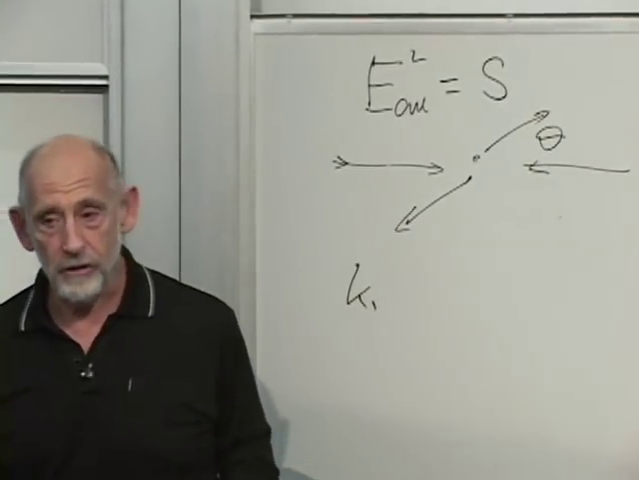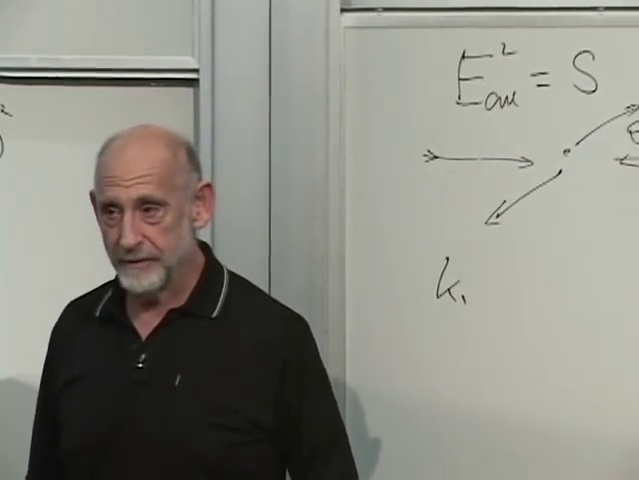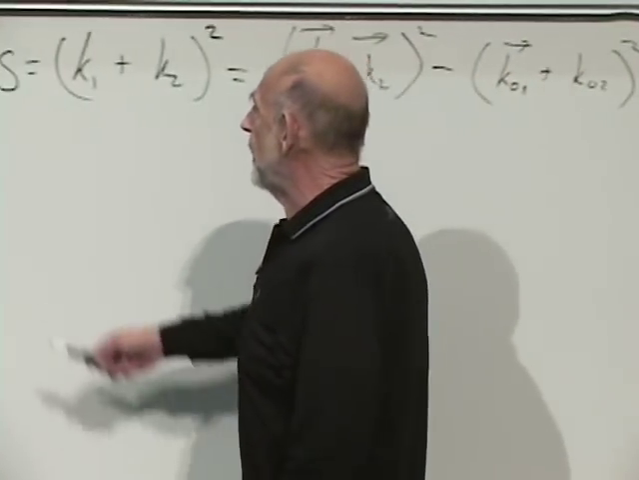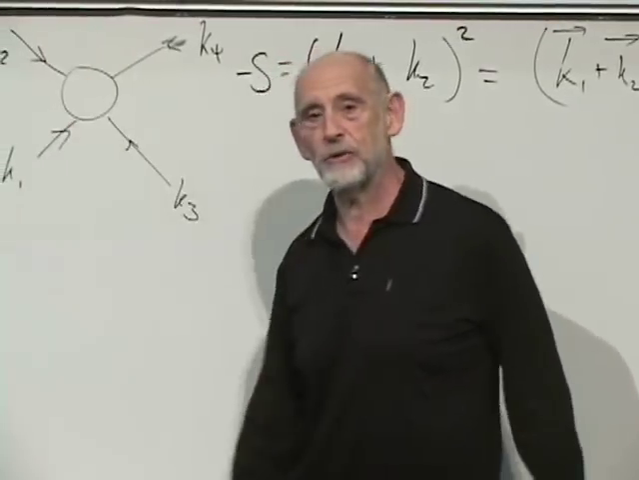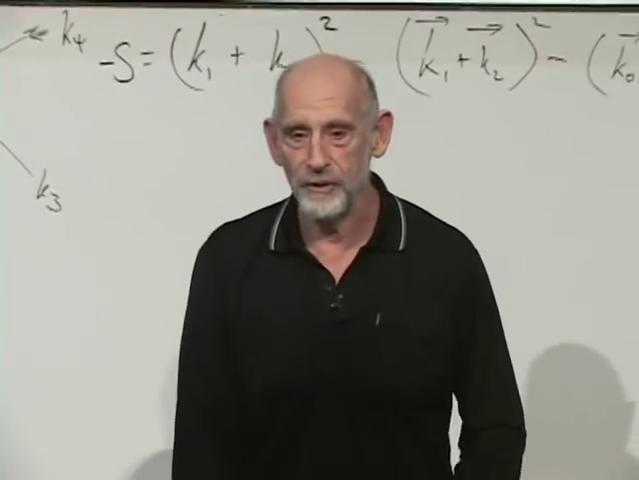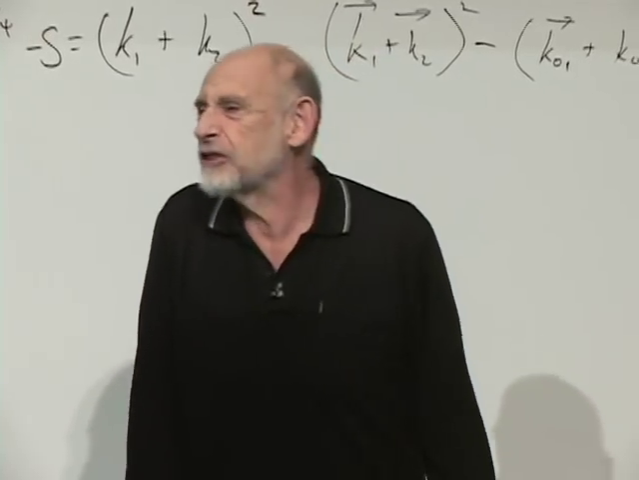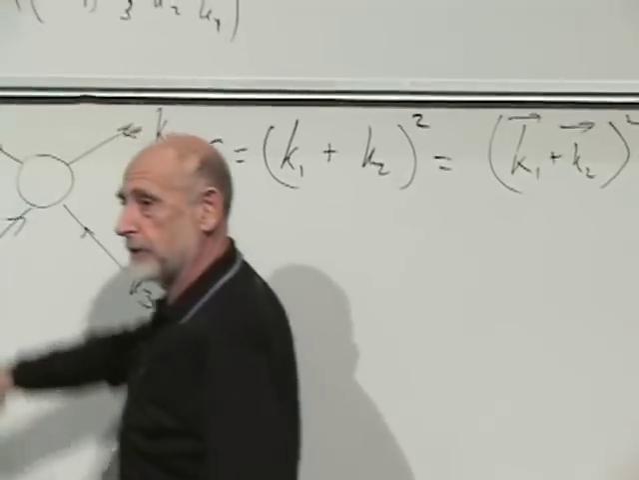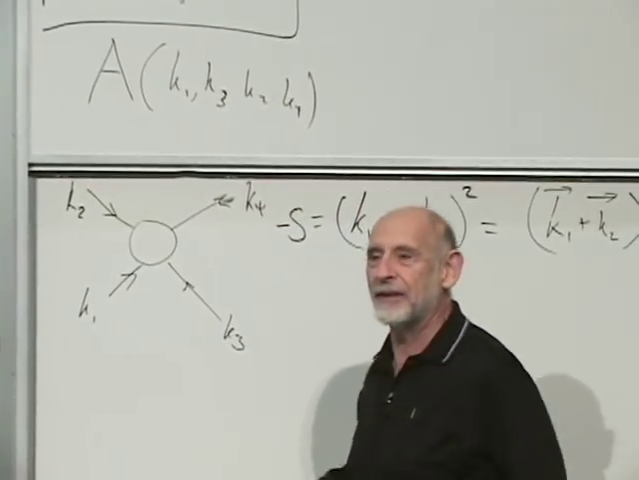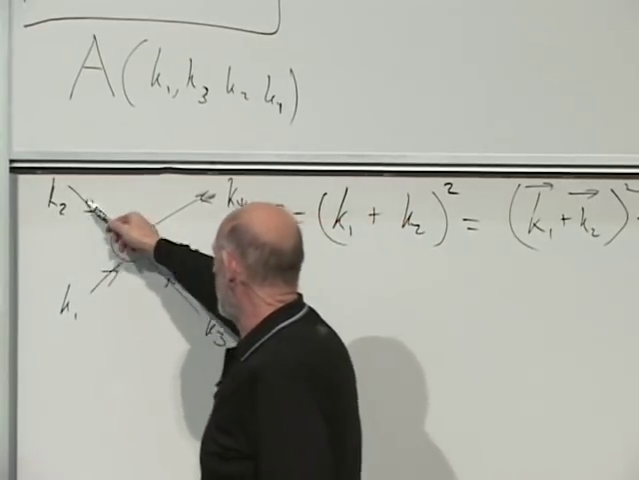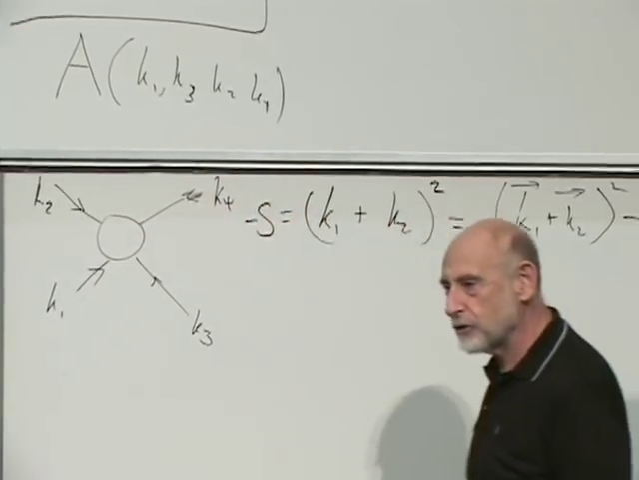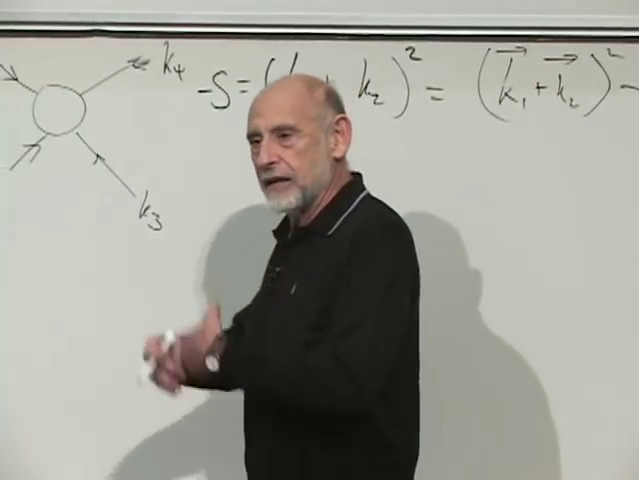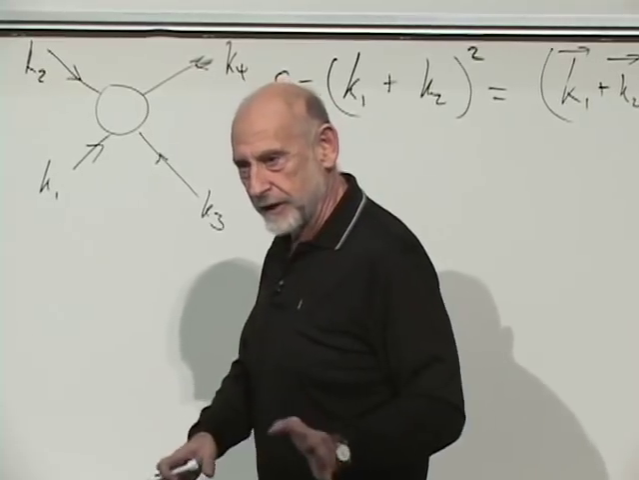Now, can you think of any other invariant that you can build? How about K3 plus K4 squared? We took K1 plus K2 squared. How about K3 plus K4 squared? It's the same thing. Why? Because K1 plus K2 is minus K3 plus K4. Energy conservation, so we don't get anything new there. K1 plus K2 squared is the same as K3 plus K4 squared. This just says that the energy in the initial state is the same as the energy in the final state. Okay?